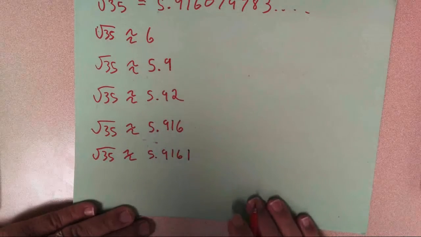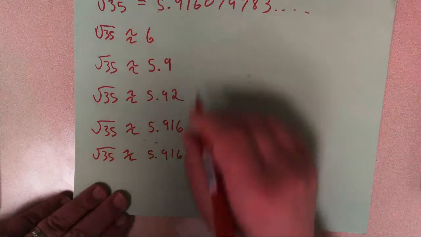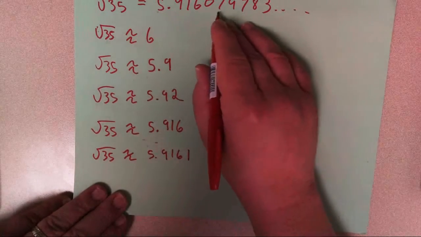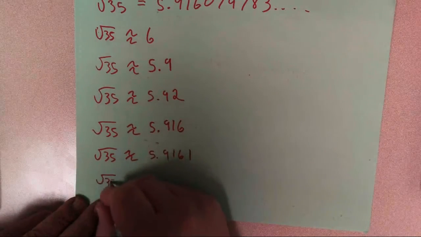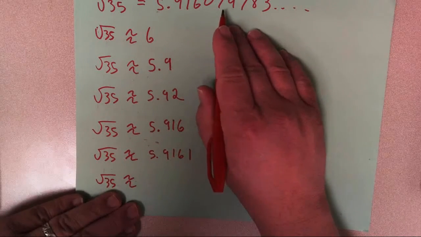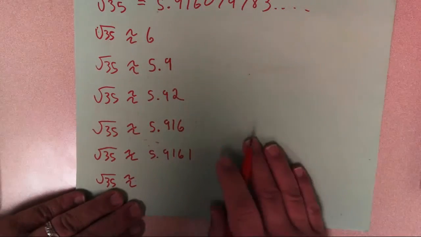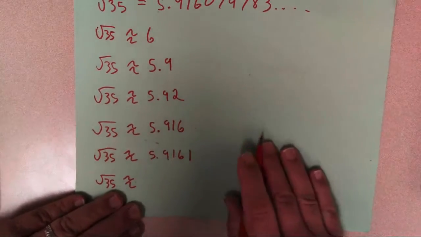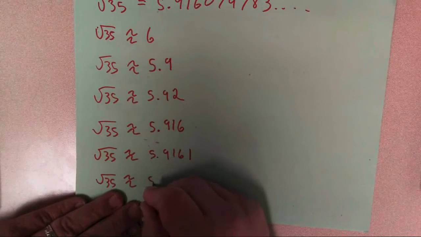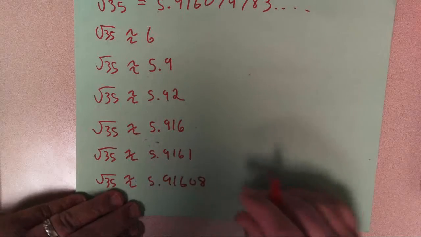5.9161. Okay, so if I'm going to round to the nearest 100,000ths spot, I'm going to round to 1, 2, 3, 4, 5 decimal places. That 7 is going to round up to an 8. So I'd get 5.91608.